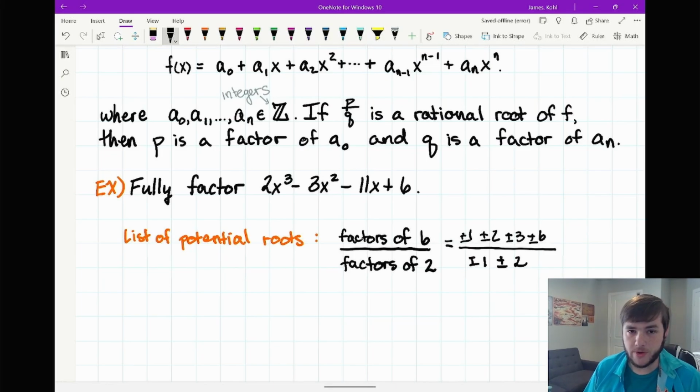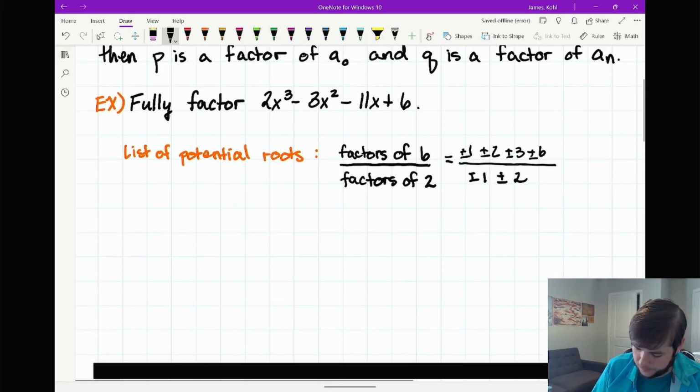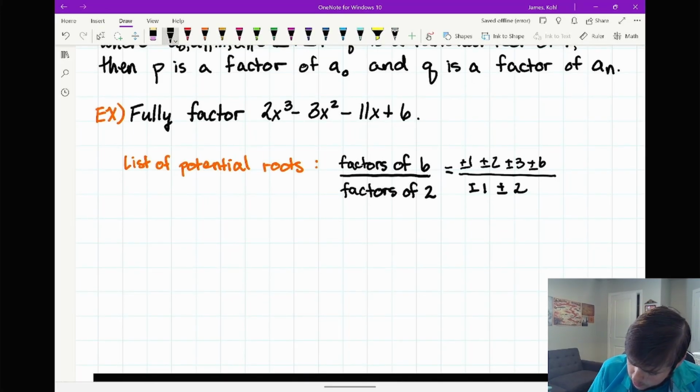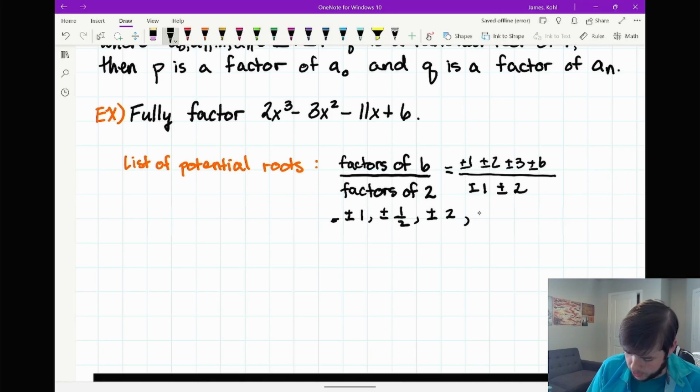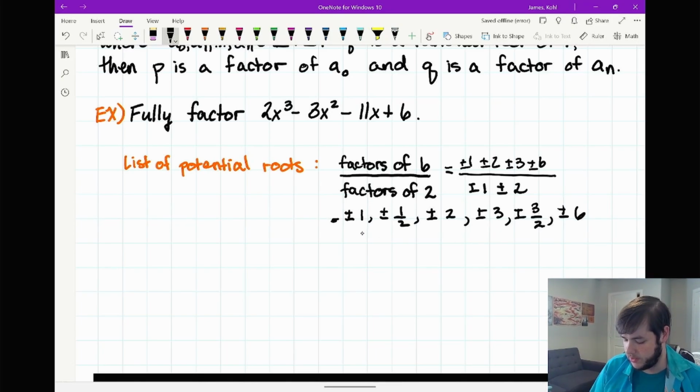So if I wanted to write out the full list of potential roots, for this one there's quite a few, I could have plus or minus 1, 1/2, 2, 2 over 2 would give me 1 again, 3 over 1 is 3, 3/2, 6, and then 6 over 2 would give me 3 again. So this is the list of roots I have to check.